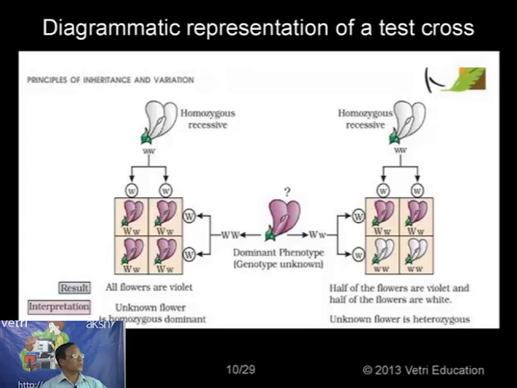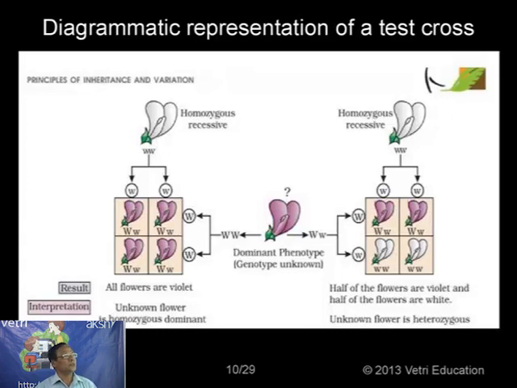Now on the right side we have a different result. We are taking once again this violet flower, being crossed with a homozygous recessive. The same cross. This is an unknown parent with unknown genotype. But here the expected result is different from that of the left side. Here we are getting half of the flowers with the violet color, and half of the flowers are white. So if we are getting such a ratio of 50-50, then the unknown parent is heterozygous.